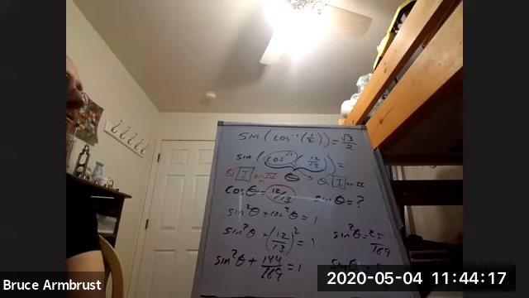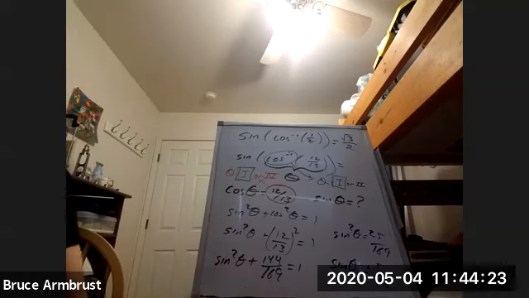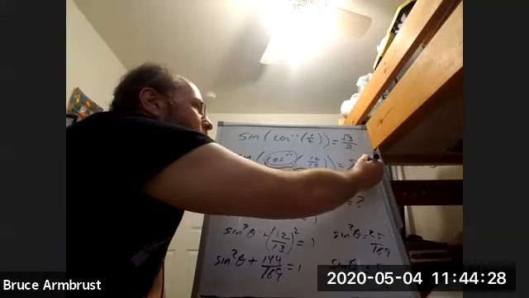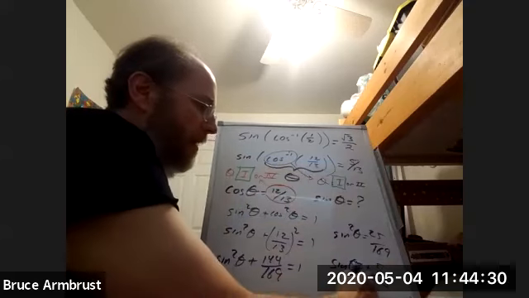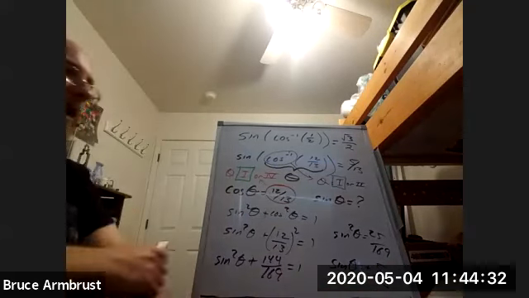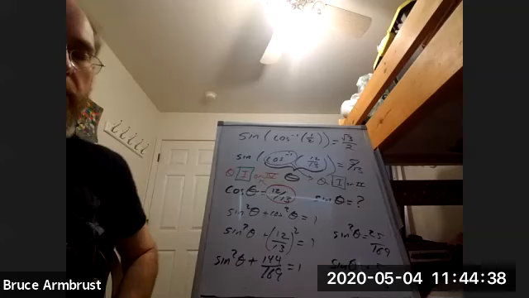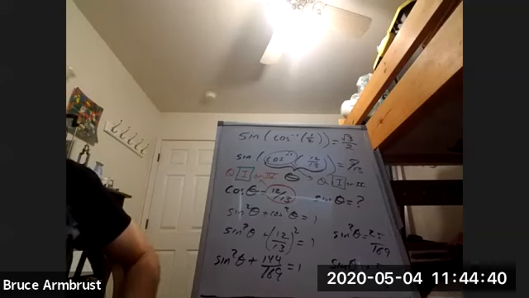All right, so very long story short, this is going to end up being positive 5/13 because in the first quadrant, sine is positive. So we can erase that plus or minus and just make it plus. So the sine of the cosine inverse of 12/13 is 5/13.